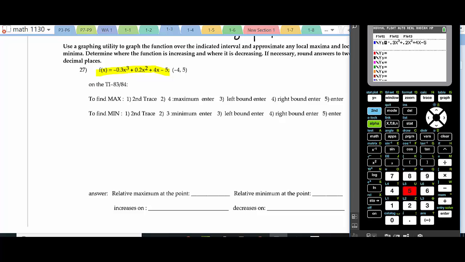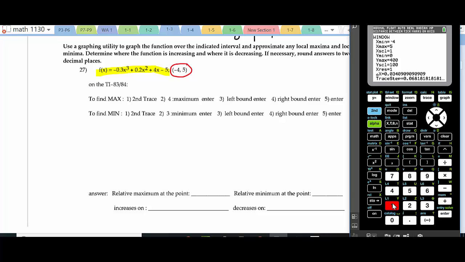Now, what you're going to do with this is set up your window. We're only interested from -4 to 5. We don't need to graph except between -4 and 5. So you press your window button. The minimum x is -4. The maximum x is 5, like that. And then you'll scale that by 1. The scale just means you're counting by ones from -4 to 5.